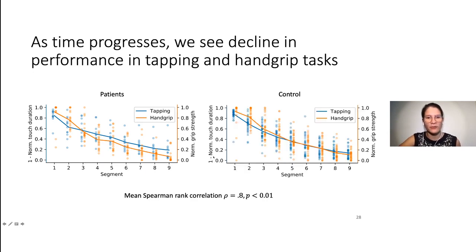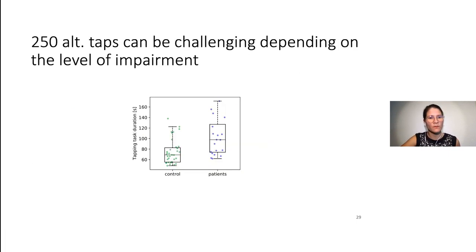We see a similar plot for the controls. So for the tapping data and the hand grip data, we can see the decrease in performance. So overall, we have a correlation of 0.8 for patients and controls. So what we notice is that 215 alternating taps can be challenging depending on the level of impairment. So overall, patients took more time to complete the task than the control population. Therefore, we decided to look for alternative stop conditions for our task.